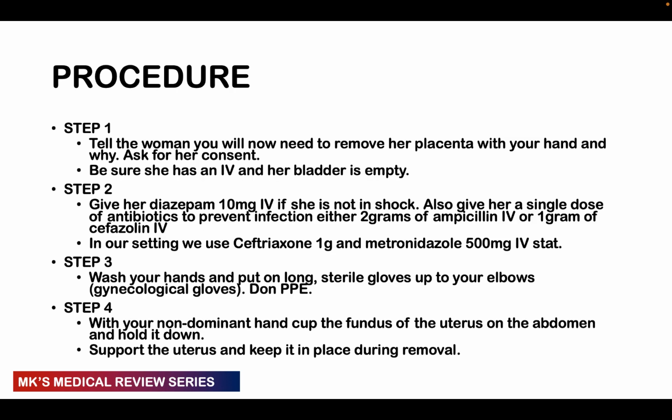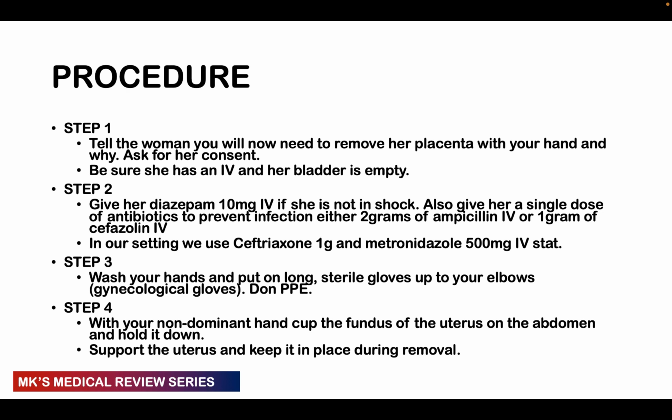So how do you remove the placenta? Step one is, of course, you tell the woman that you need to remove the placenta with your hand and you ask for consent. You make sure that she has an IV line and that the bladder is empty. You may give her some diazepam IV if she's not in shock. Don't give diazepam if she's in shock because you worsen things. Give her a single dose of antibiotics to prevent infections, in our case, ceftriaxone and metronidazole.